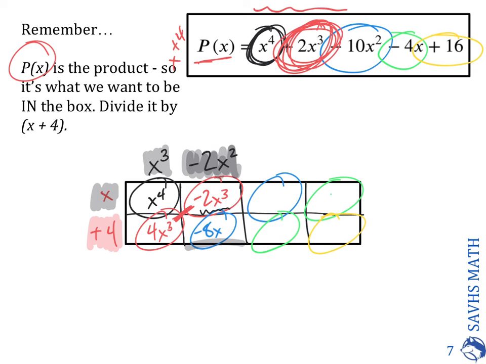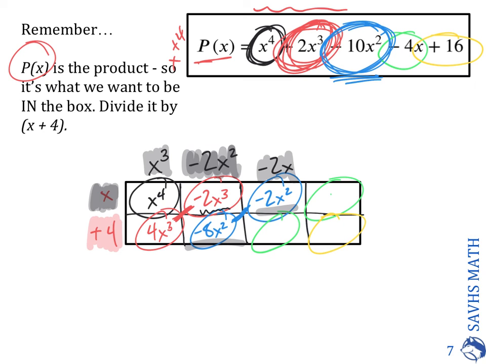Okay. But here's the problem. I don't want just negative 8x. I'm sorry, I made a mistake. It should be x squared. Sorry about that. I don't want just negative 8x squared. I want negative 10x squared. So how do I get there? What am I missing? I'm missing another negative 2x squared, because these two together give me my goal, which is negative 10x squared. So then I must write negative 2x here, because my negative 2x times my x gives me this negative 2x squared.